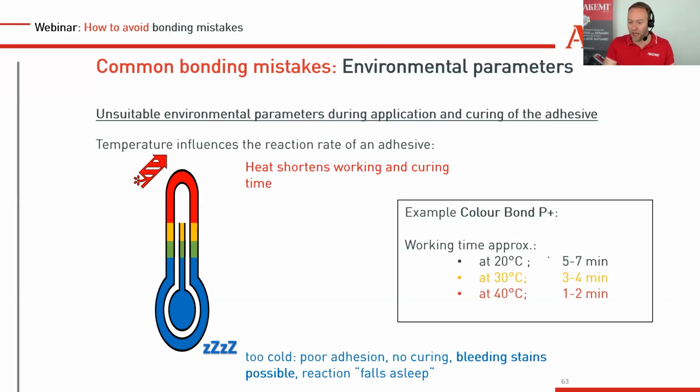For example, our Color Bond glue has a working time at 20 degrees we call 6 minutes, so roughly between 5 to 7 minutes. Now at 30-degree environmental temperature, only 3 to 4 minutes working time. At 40 degrees, 1 to 2 minutes. So it becomes quite tight when you want to bond, let's say, 2-3 meters of a mitre.